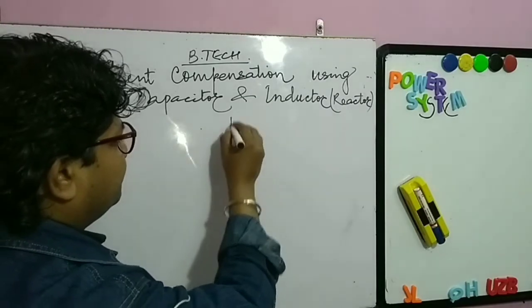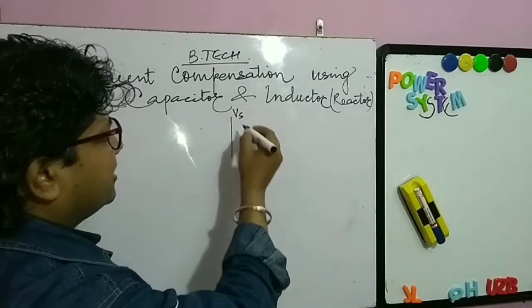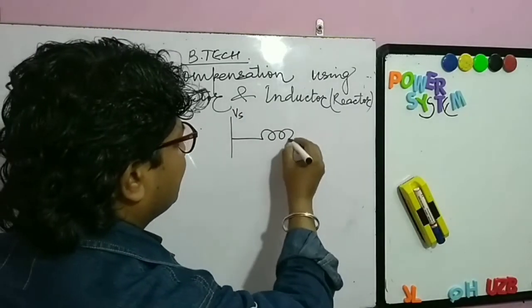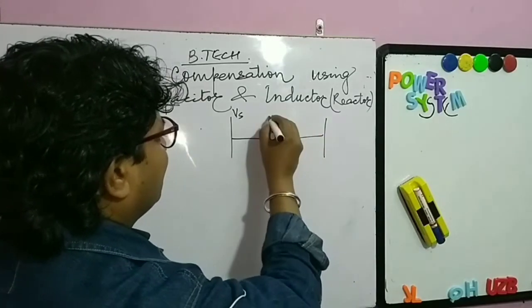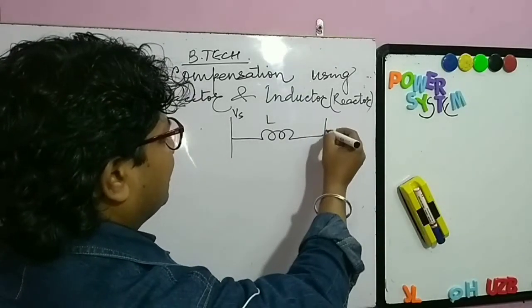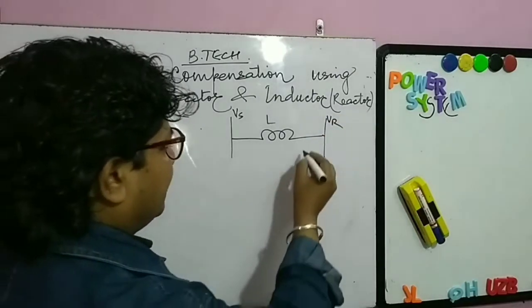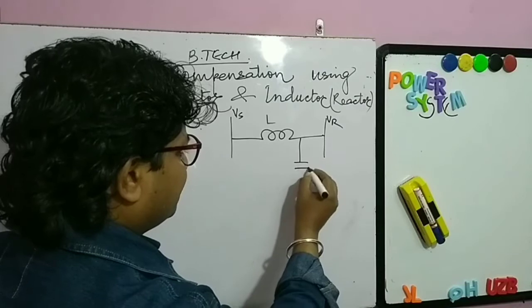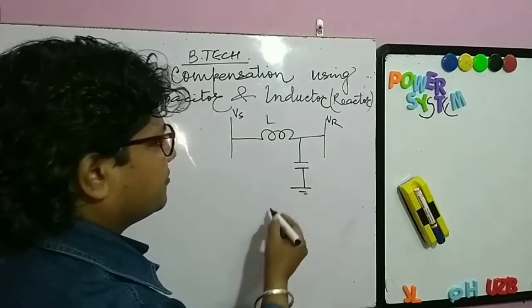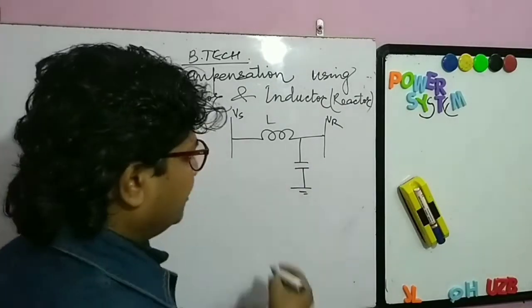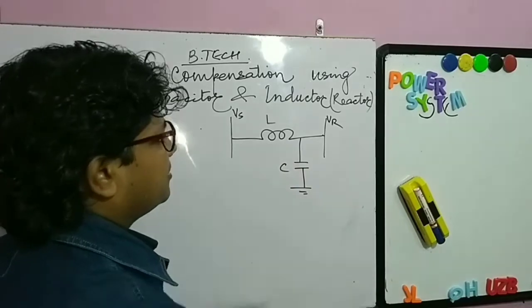In the power system we are taking, this is our sending-end voltage, this is the inductor L, and this is the receiving-end voltage. And this is our shunt capacitance. Here we can use grounding, so this is the capacitance.